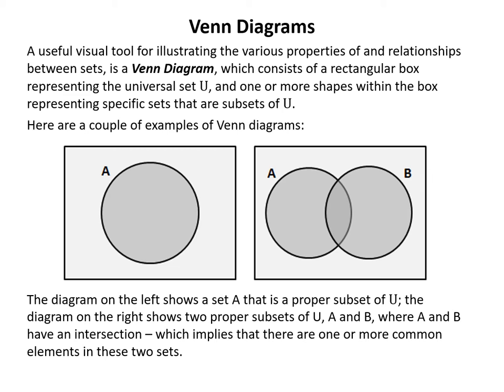The diagram on the right shows the universal set again as a box. And inside we have two proper subsets of U, which are A and B. And we can see here that A and B have an intersection between the two. They overlap. And that implies that there are one or more common elements in those two sets, A and B.